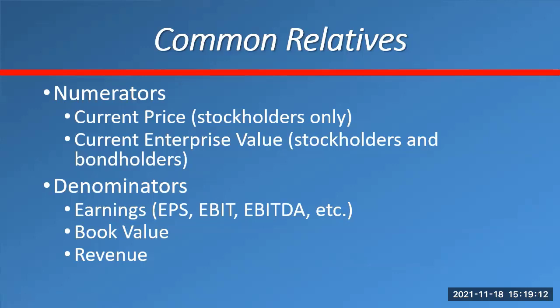If it's after interest, you've already paid off the bondholders, so whom does that belong to? Only the stockholders. So anything that is net of interest expense, like earnings per share and book value, has interest expense subtracted out. You always use price: price to earnings, price to book value. You would never use enterprise value to book value. That doesn't make any sense. Anything that comes before interest expense, like EBIT, EBITDA, revenue, you always use enterprise value.